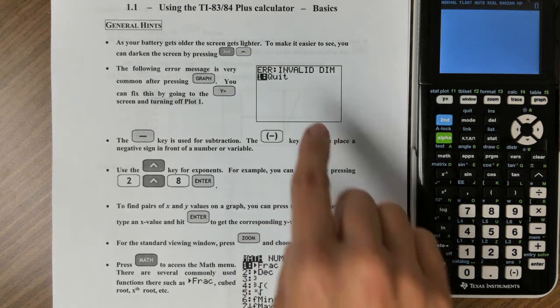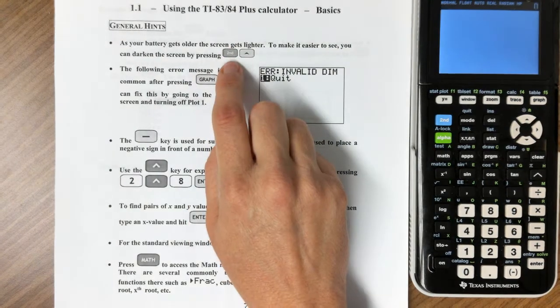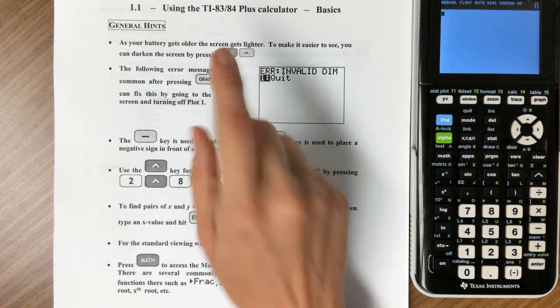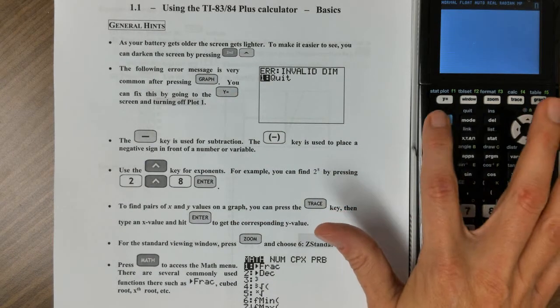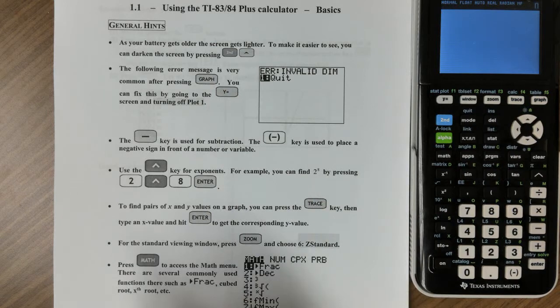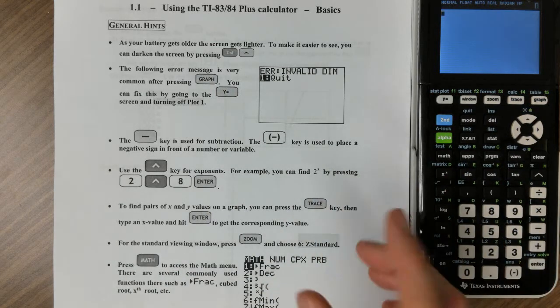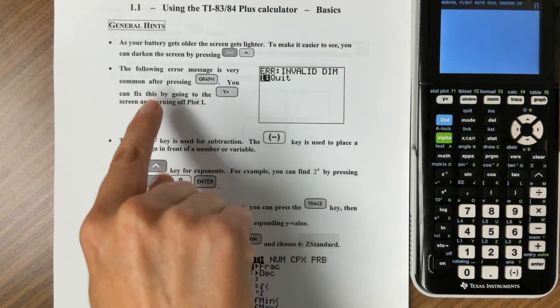So this first bullet, if your battery is getting low, you'll see the screen getting dimmer, so you can hit second and then the up arrow, and that will increase your brightness. I don't need to do that because my calculator is fully charged, but just be aware that that's something you can do later. You might run into that.